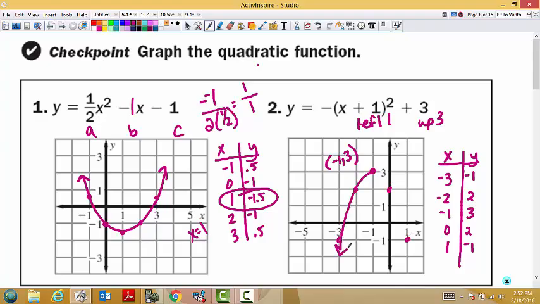And it opened, notice it opened down. Why? Because it was negative. It's flipped over. So the vertex was negative 1, 3, and the axis of symmetry was x equals negative 1. It's just a line that runs down the middle of the graph.